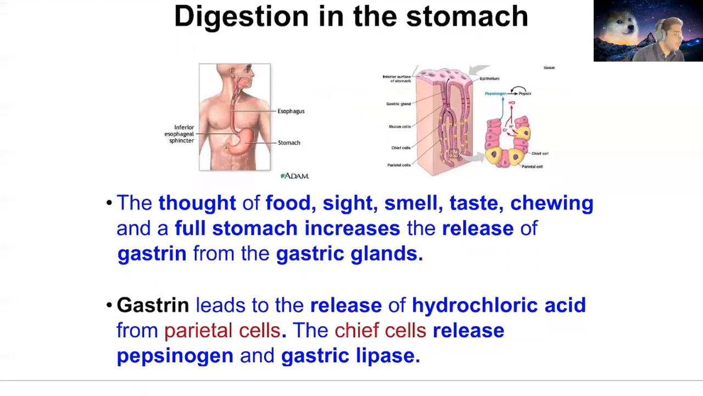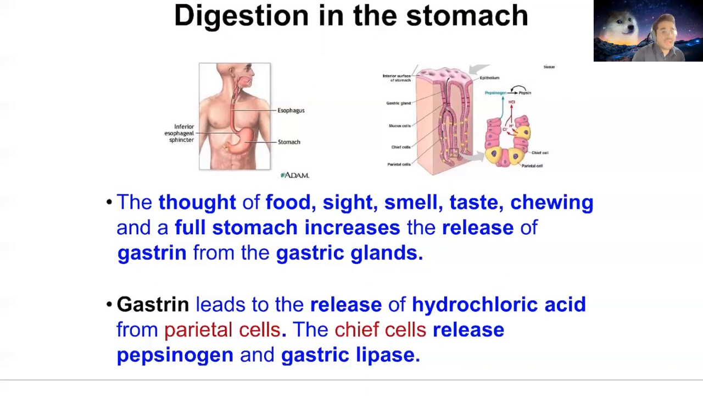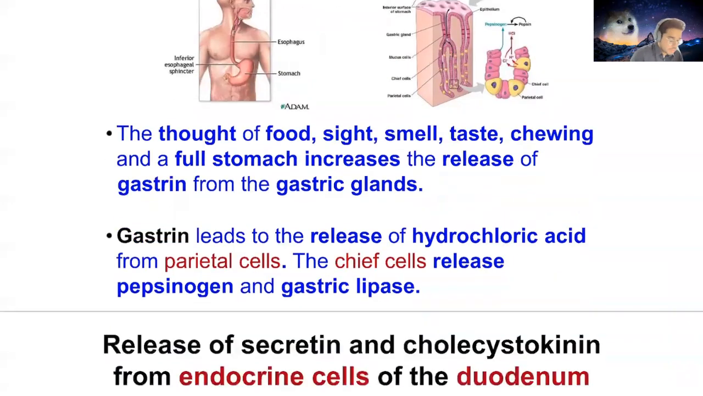Digestion in the stomach, very simple. Think of your chief cells and your parietal cells. What you need to know is that hydrochloric acid is just one player in this picture. It takes the pepsinogen, right? Whenever you see an -ogen, it's a zymogen. Zymogens are inactive and get cleaved into an active form, which is pepsin. If you remember that, you're solid.